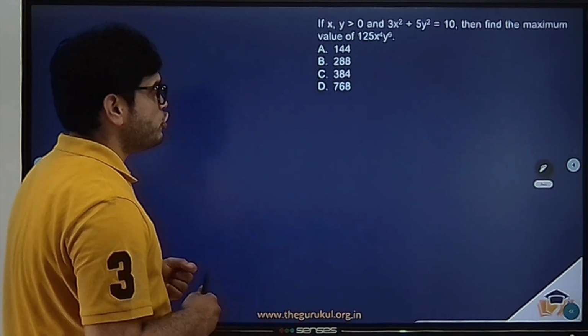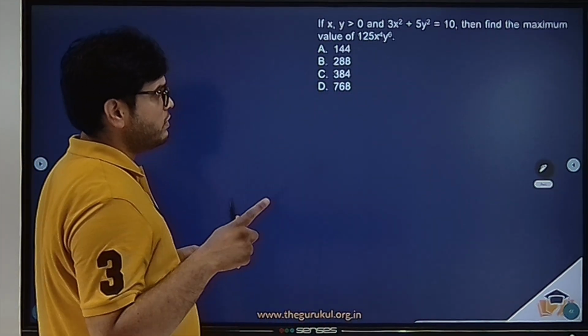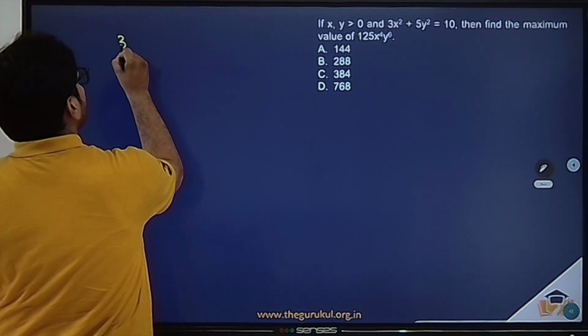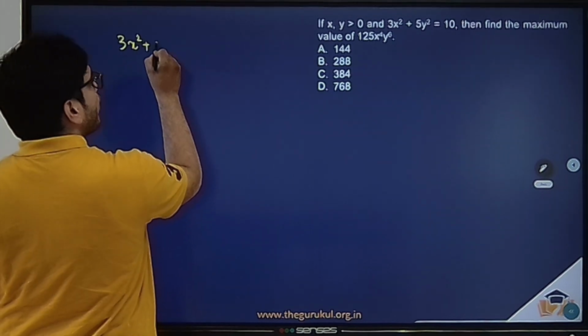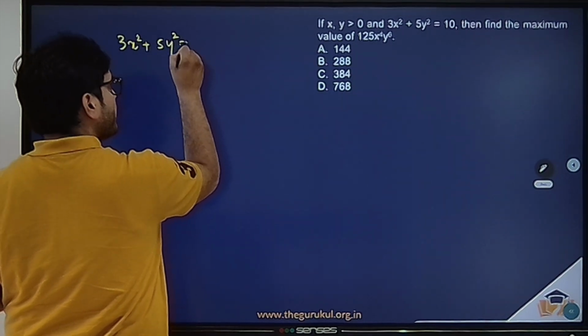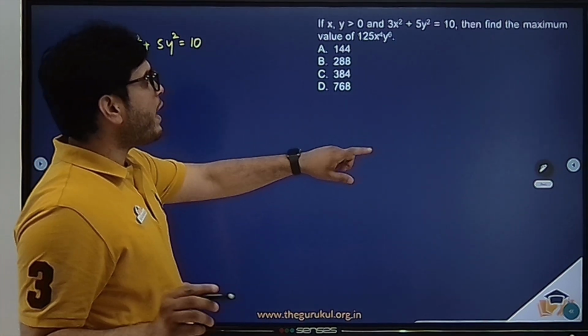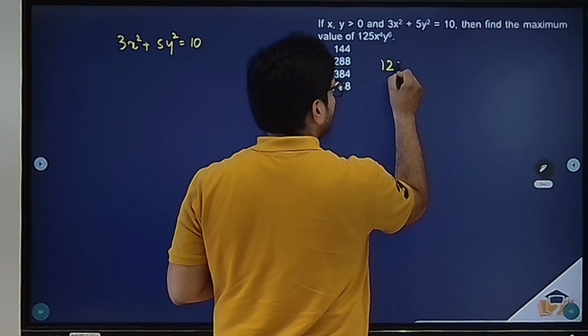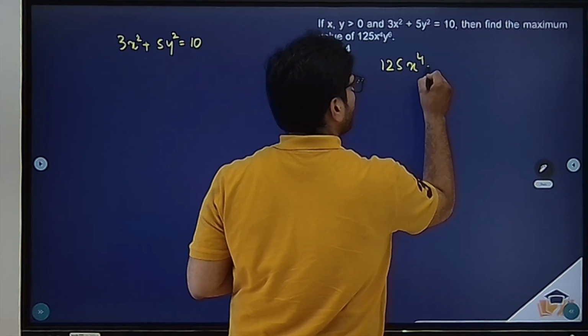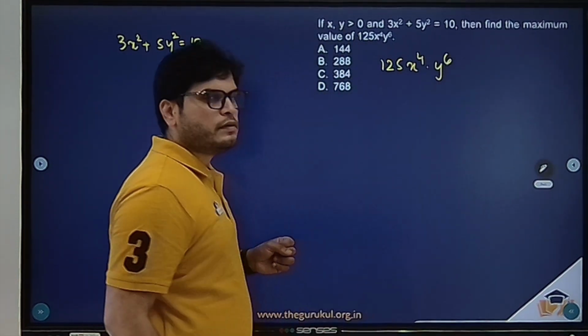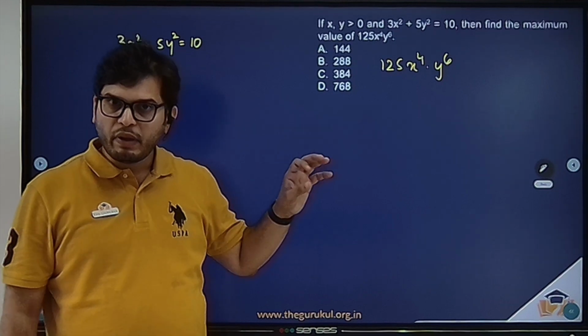Now coming to the first question, if x and y greater than 0 and 3x square plus 5y square is equal to 10, then find the maximum value of 125 x power 4 into y power 6. So this is a question from Maxima Minima.